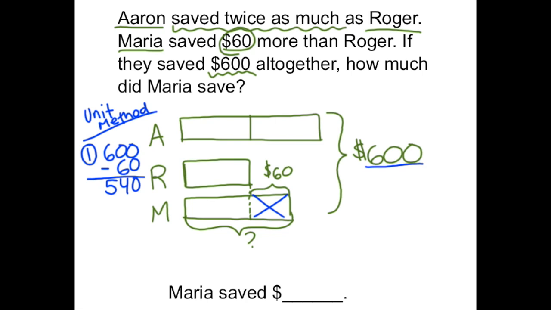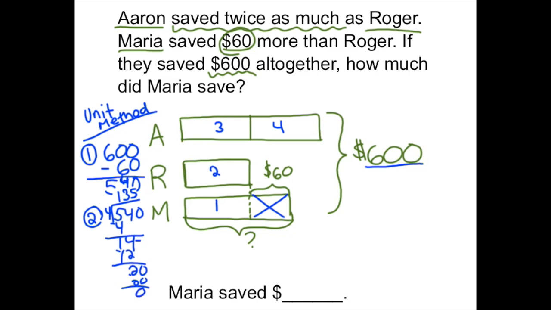Now if I look at it, I can see, and sometimes it helps to touch each part because a lot of us commonly add up the number of equal units incorrectly. So I have 1, 2, 3, 4 equal units. So my second step is going to be to take the 540, which is the total of those 4 equal units, and divide it by 4. When I divide by 4, I get 135.